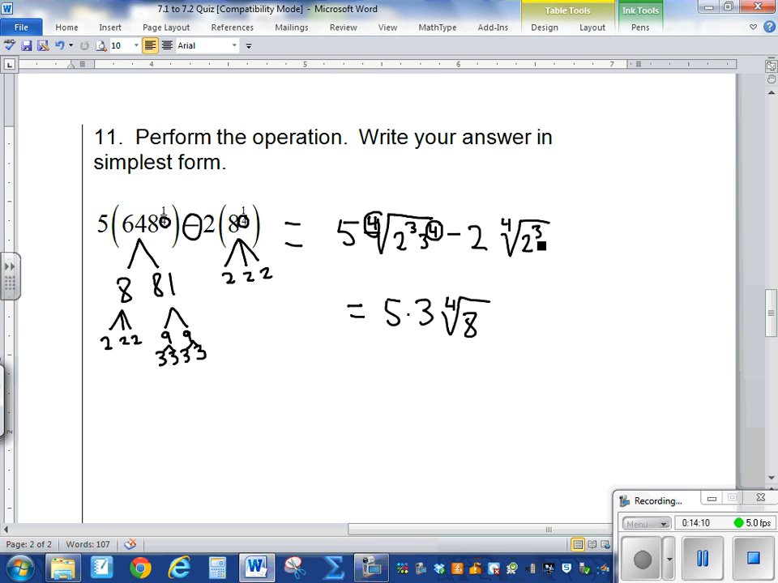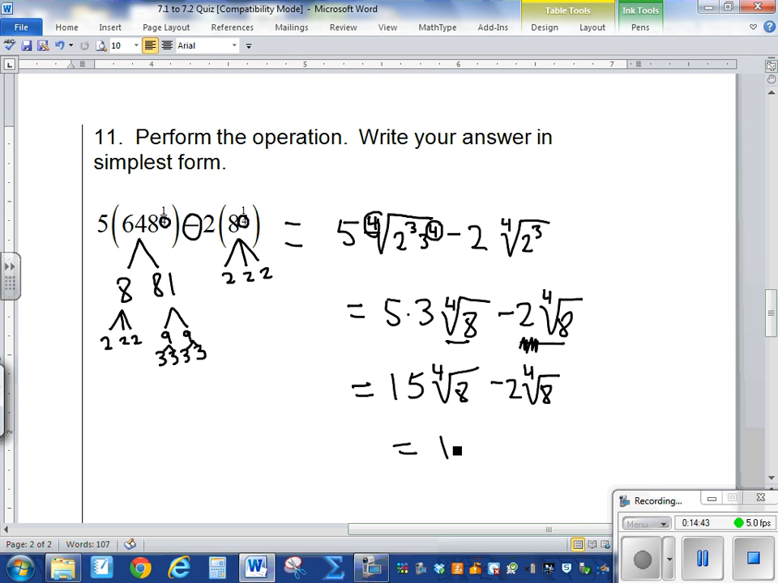Okay, same thing with this one. You have 3 of them. You need 4 of them. So you can't take anything out. So that's just going to be a minus 2 fourth root of 8 also. So now I have like terms here, fourth root 8, fourth root 8. But let's go ahead and multiply this 5 and 3. So 5 times 3 is 15 fourth root of 8 minus 2 fourth root of 8. And you get a 13 fourth root of 8.